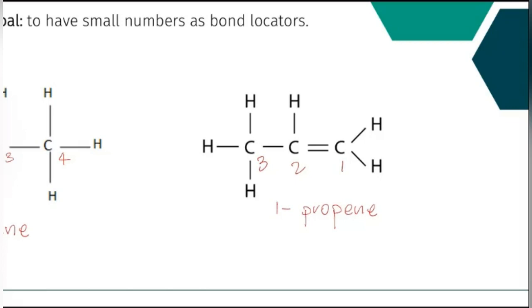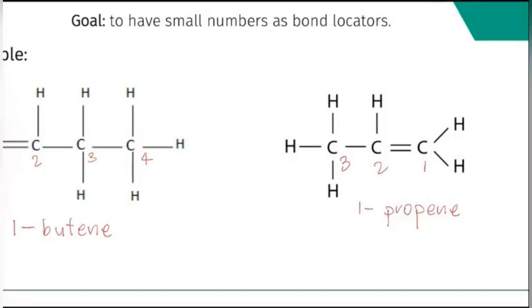Then again, double bonds can be located at other carbons. So for example, we have a longer chain. Say we have this structure or skeletal formula. C, double bond C. So there are four carbons. So the name of the chain will be butene. But the double bond is located where?